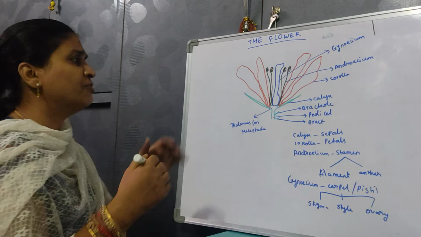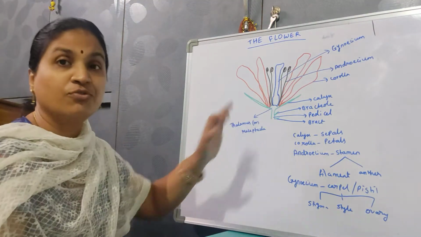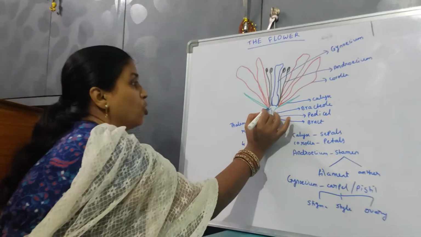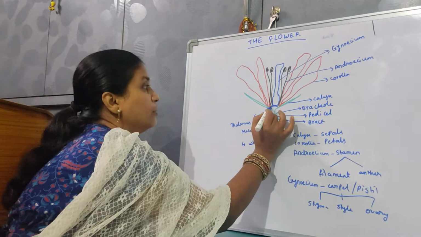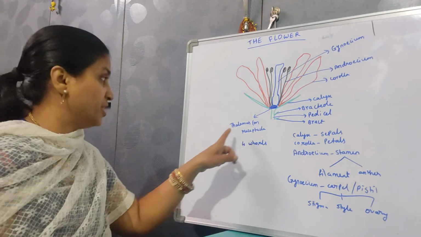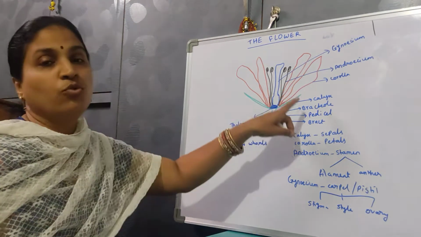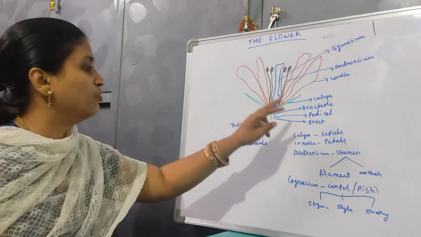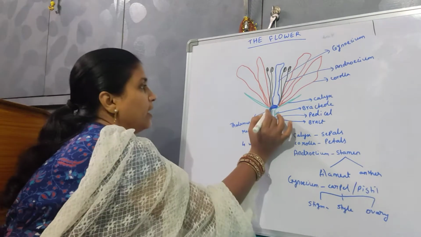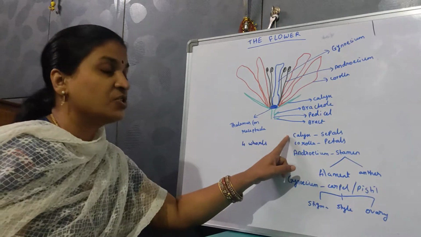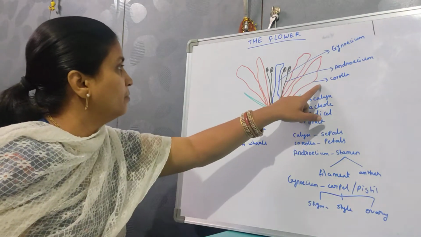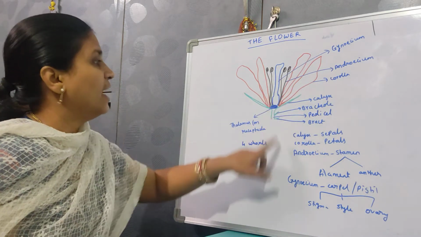In the flower, four different whorls are arranged on the bulged surface called the thalamus. So this is called the thalamus or receptacle, where four different whorls are arranged. The first whorl is calyx, this part, then corolla, this petals part, androecium and gynoecium.